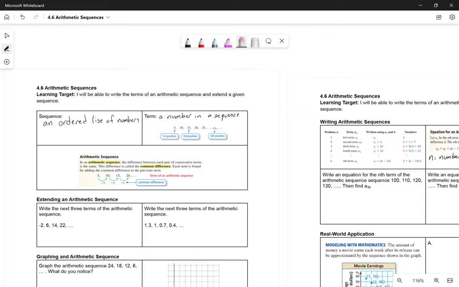Hi everyone. Today we're going to go over arithmetic sequences. Today we're going to be able to write the terms of an arithmetic sequence and extend a given sequence.